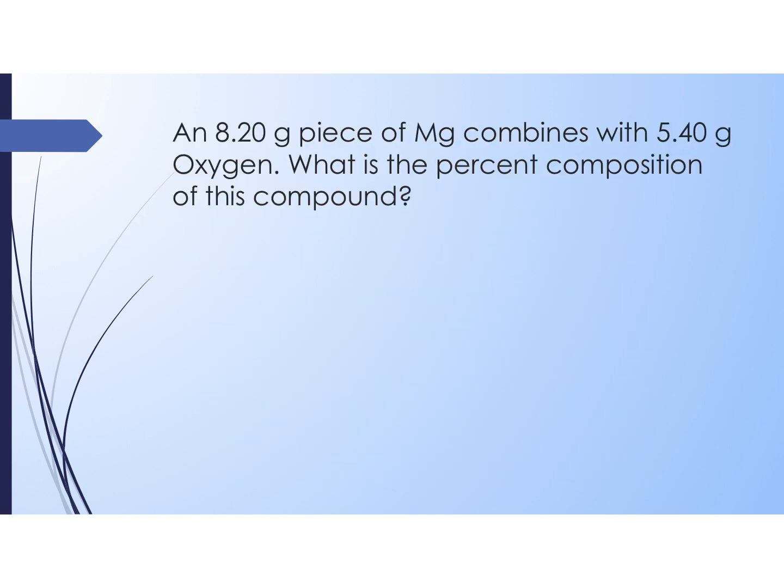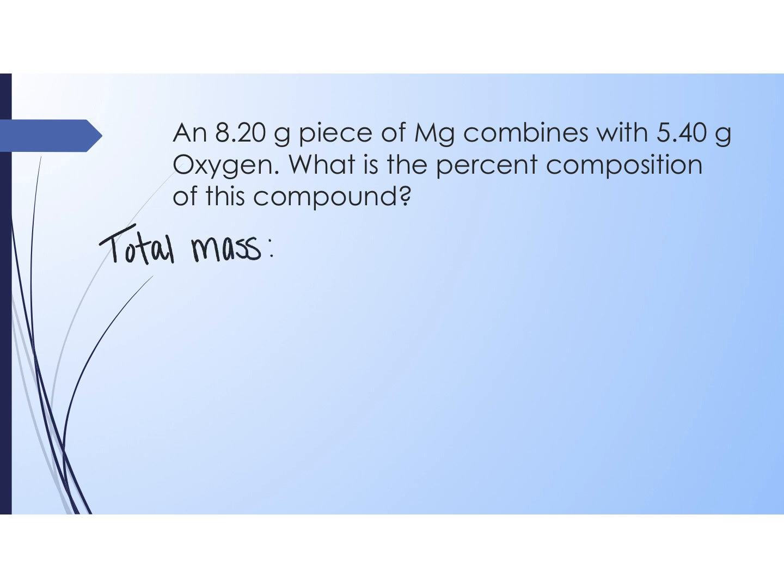All right, so to learn how to calculate the percent composition, we're just going to do a couple practice problems together. Each one is a little different, maybe a little different wording, just so you can be familiar with types of problems we'll see. So for this first one, we have an 8.20 gram piece of magnesium, and it combines with 5.40 grams of oxygen. What's the percent composition of this compound? Okay. So what that's asking is, of this magnesium oxide compound, what percentage of it is magnesium, and then what percent is oxygen? So the first thing we need to figure out is just the total mass.